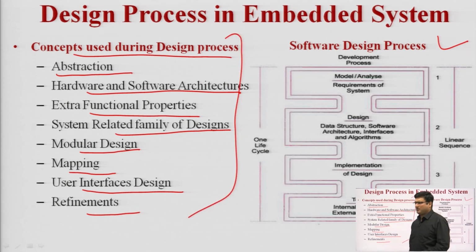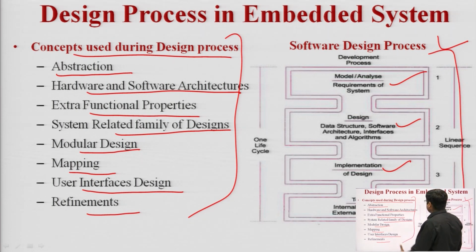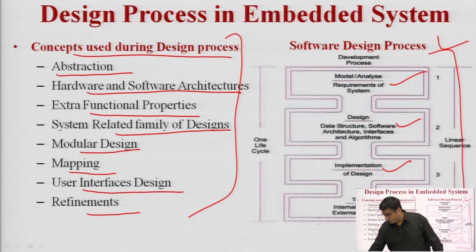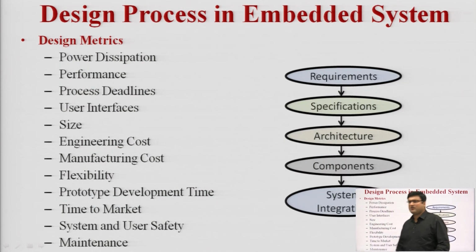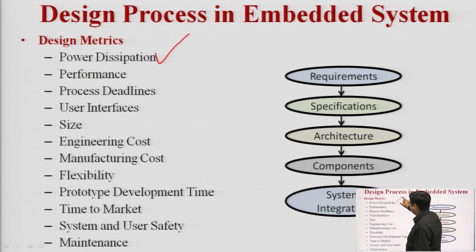We will not go into the depth of these topics because we just have to see what the design process should be. So these are the development process: model, design, implementation, testing. These are the linear sequence. We are not limited to these, they are the basic design process. So what should be the design metrics for designing any particular application? Design metrics are power dissipation, performance, process deadlines, size, user interface, engineering cost.